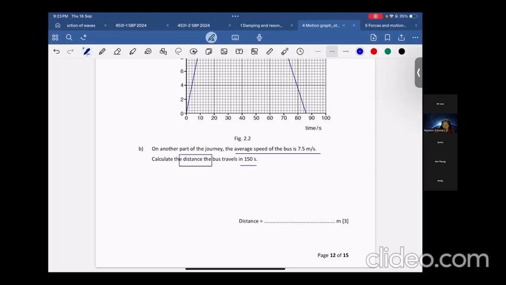Okay, correct, Hui Tong. Speed is distance divided by time. Speed is 7.5, distance I don't know, time is 150. So when we apply, it should be 1125 meter. Okay, if we make it three significant figures, 1130 meter.